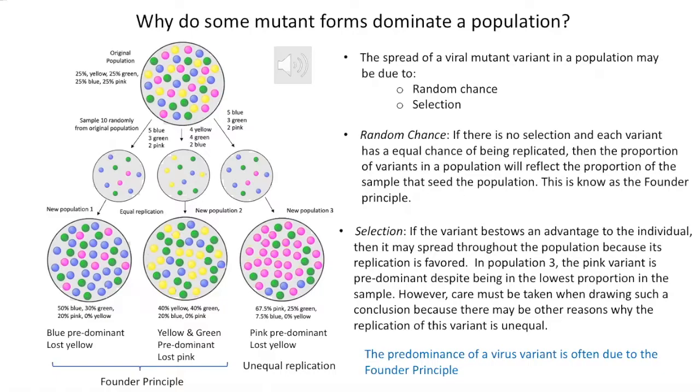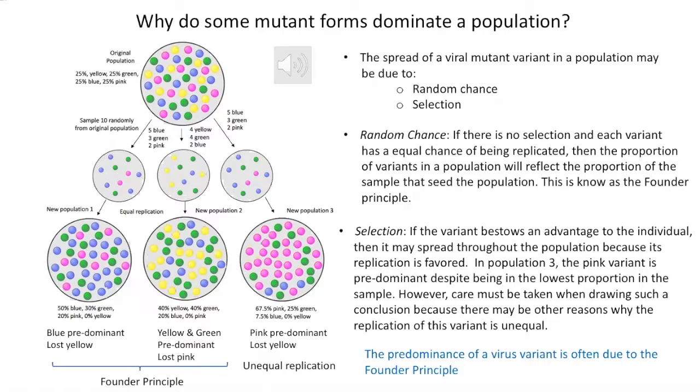For instance, in population 1 in the diagram, the predominant form is the blue variant. This is not because the blue variant bestows an advantage. It is because the blue variant has the greatest proportion in the sampling from the original population.